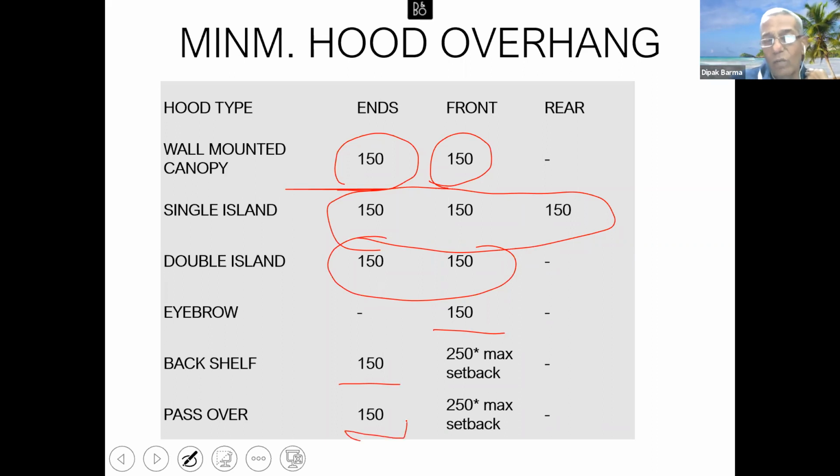Passover is 150 overhang. So one of the things which is most important is you must remember that you must have overhang beyond the cooking area by at least 6 inches for your hoods. But be sure this will depend on a particular height of the hood. Now, if the height of the hood is higher, you will need a bigger overhang because the plume size is going to go on increasing beyond that point, and there you will have to have a higher overhang to take care of the hood.